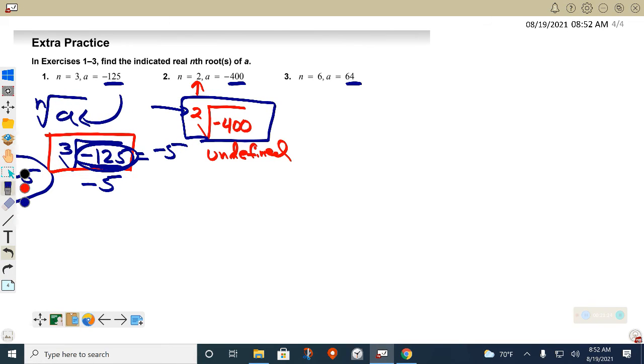The 6th root. Yikes. So here the n is the index of the root. So the 6th root of 64. That's crazy. What number times itself times itself times itself times itself times itself, that's 6 times, becomes 64.